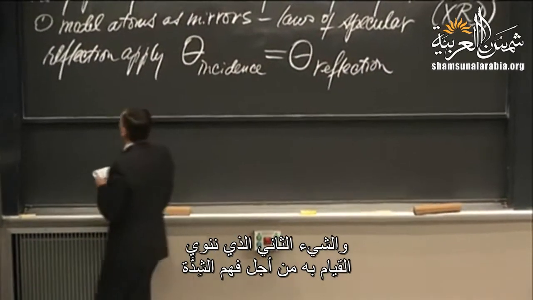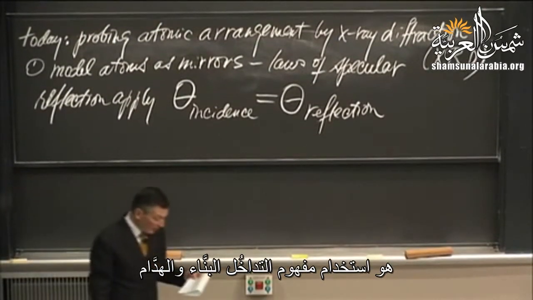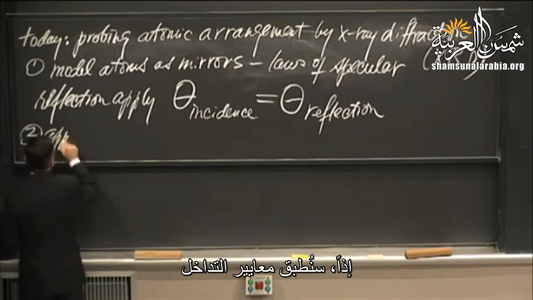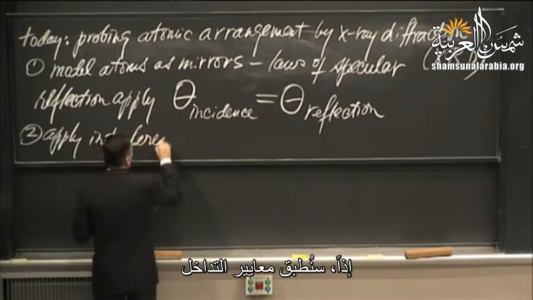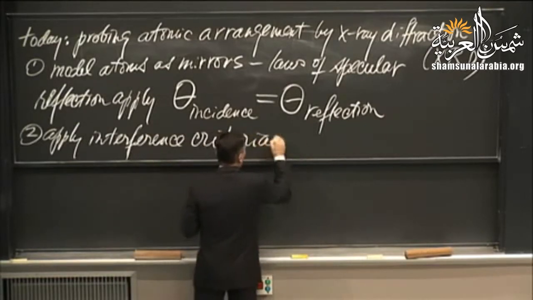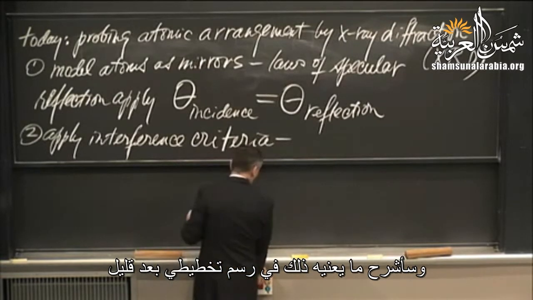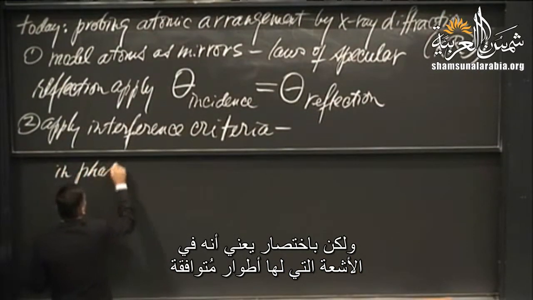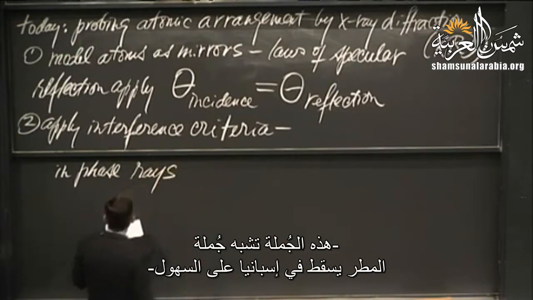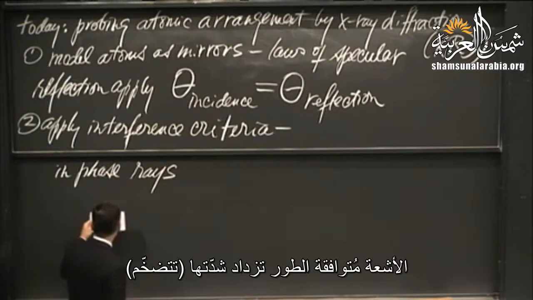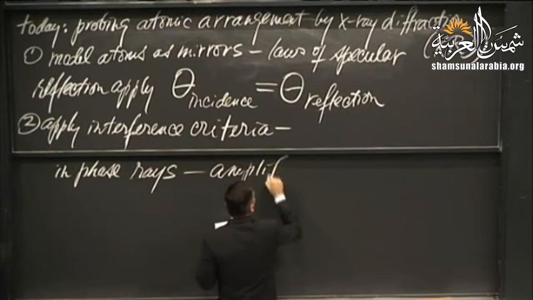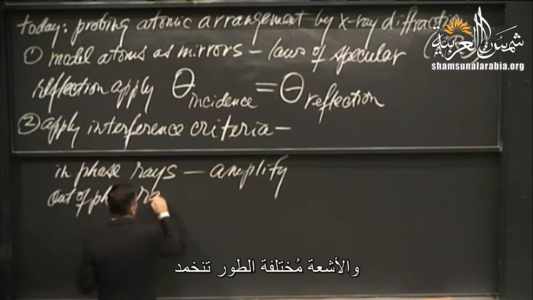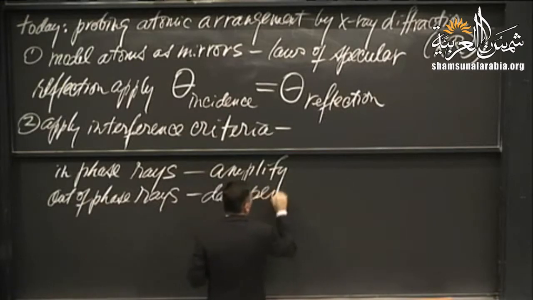And then the second thing we're going to do in order to get intensities is to use the concept of constructive and destructive interference. Okay? So we apply interference criteria. And I will explain what that means in a second with a diagram, but in dense text it simply means that in-phase rays, well, this sounds like the rain in Spain falls mainly in the plain. In-phase rays amplify, and out-of-phase rays dampen.